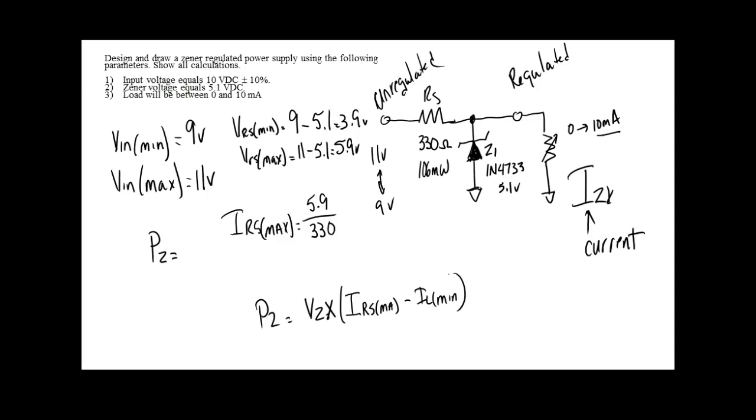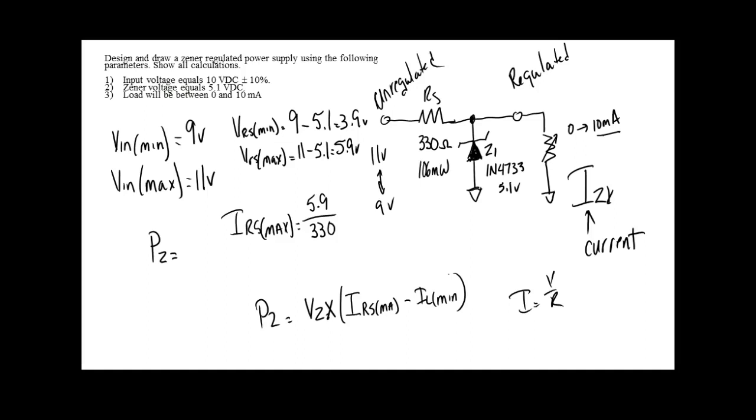Yeah, but the problem is we're trying to calculate the current flow through the zener. My formula for current flow is I is equal to V over R. Okay, what's the resistance of the zener? I don't know. It changes all the time. It's a dynamic device, right?